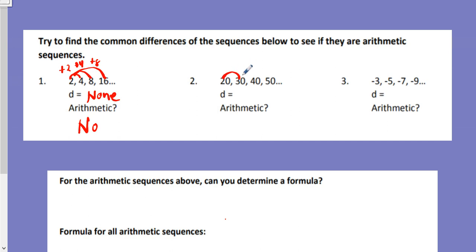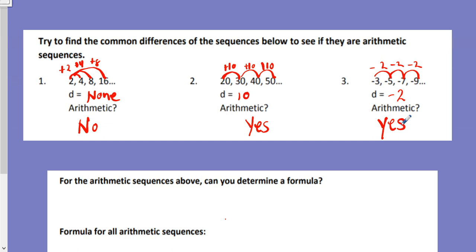Number 2, I'm adding 10 to get from 20 to 30, and 10 again, and 10 again. So the common difference is 10. Yes, it's arithmetic. And number 3, I'm taking away 2 each time. So my common difference is negative 2. And yes, it's arithmetic.